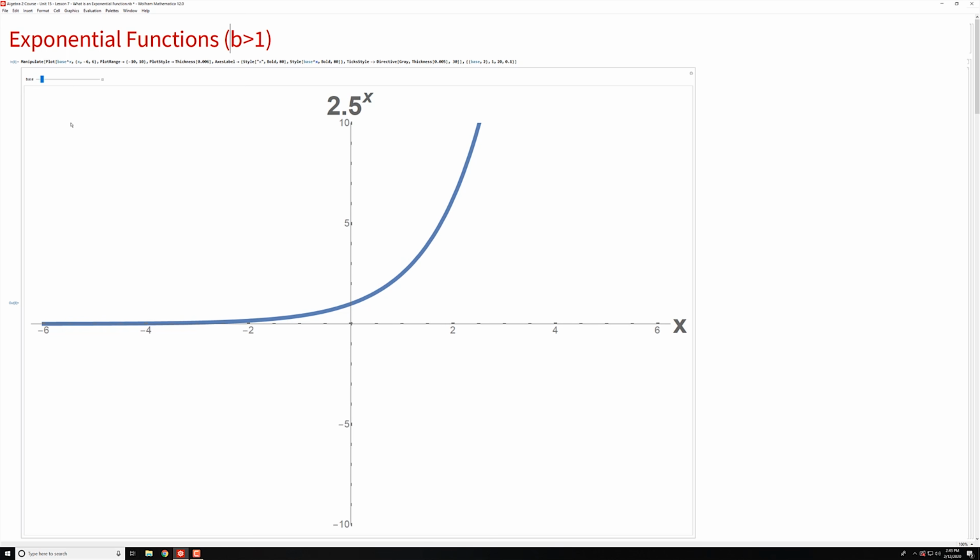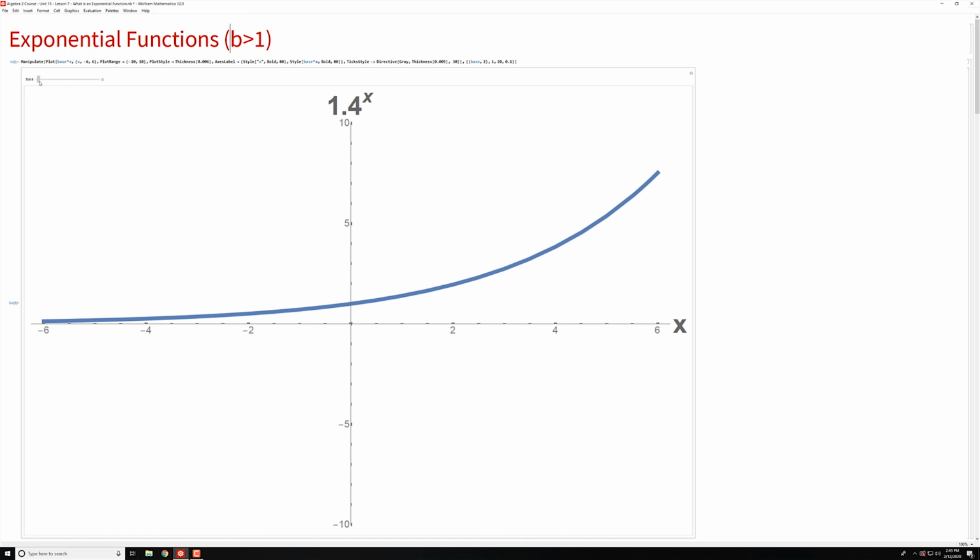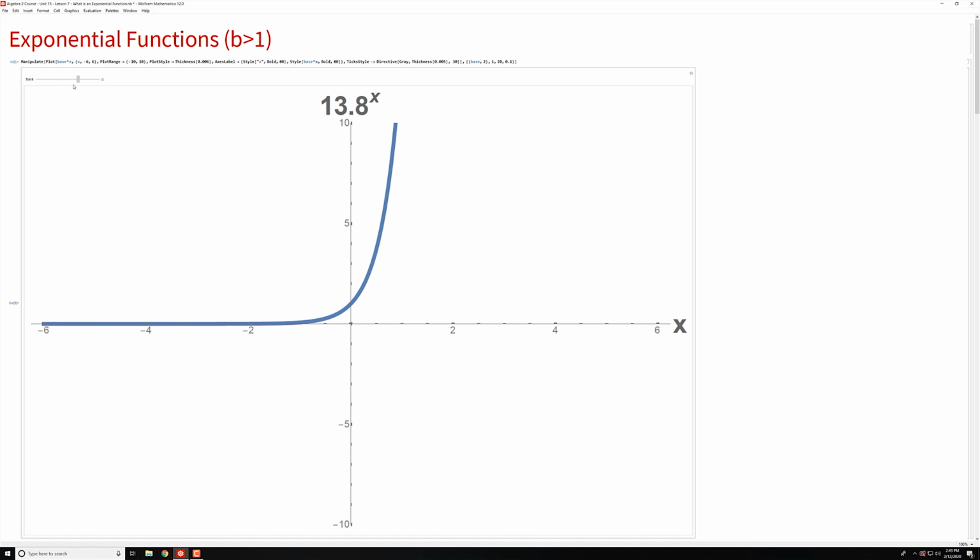A similar thing happens if you put 0 as a base. 0 to any power is still 0, so that's not an exponential function either. So you cannot have a base of 0 and you cannot have a base of 1. But for any positive value, notice everything bigger than 1 just yields a steeper and steeper curve.